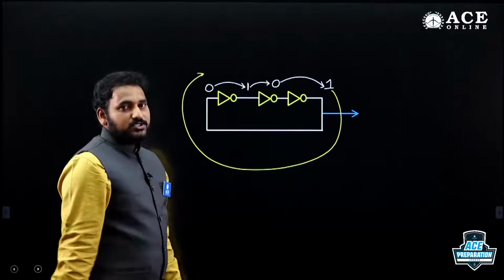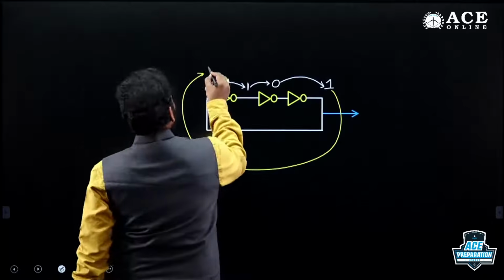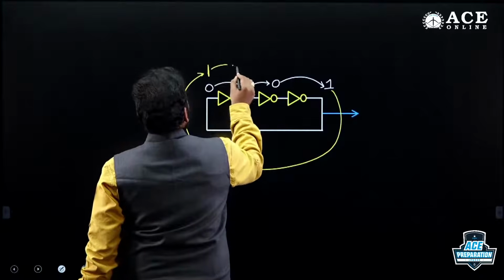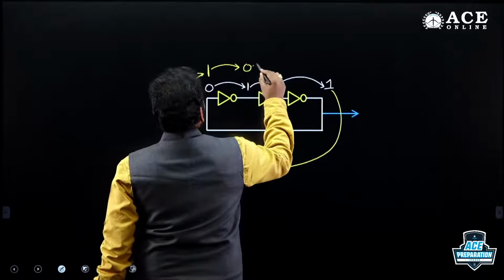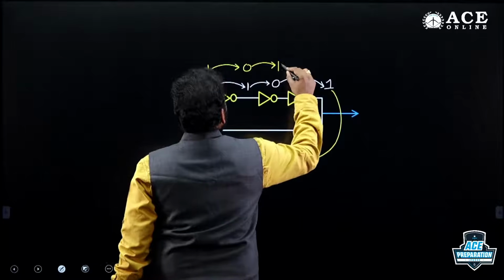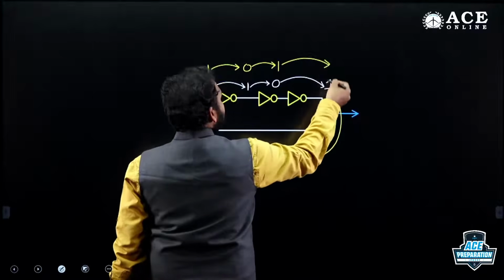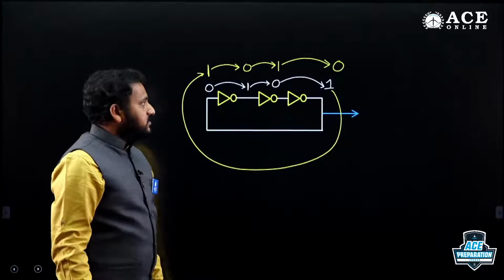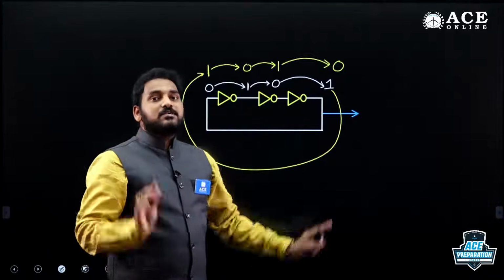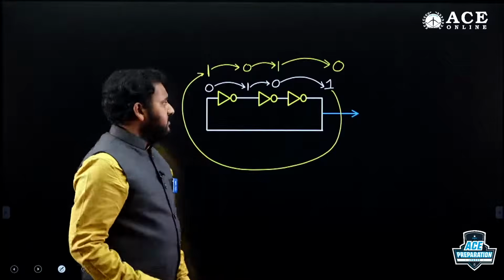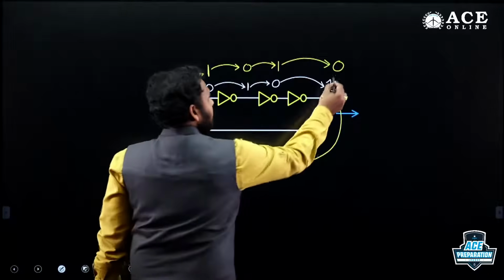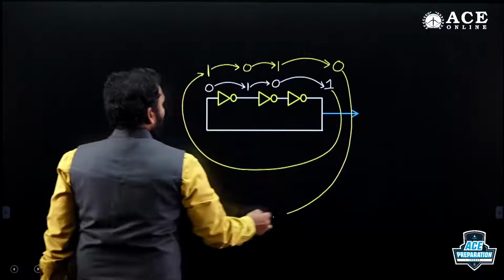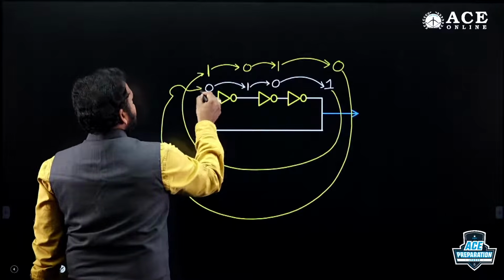Just repeat the process. The new input is 1 and its complement is 0, the complement of 0 is 1, and the complement of 1 is 0. After some time again that 1 is going to be 0. What does it mean? The output is not going to be stable. It keeps on changing.